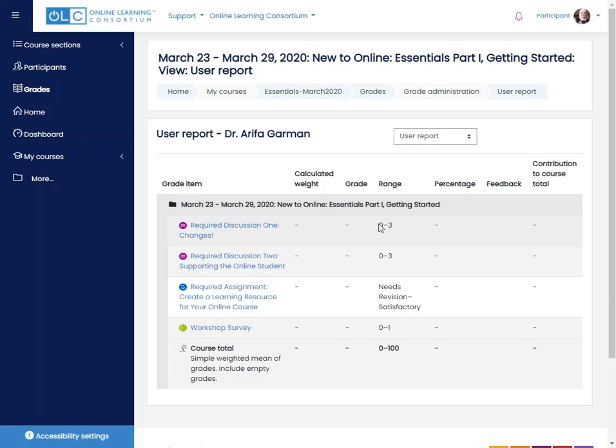So this workshop, there is the initial post and to reply. That's why it's from 0 to 3. In some other courses, it's 2. As long as you see right here under the percentage, 100%, it means you've got all the points you need.